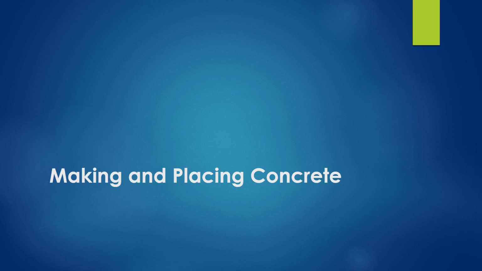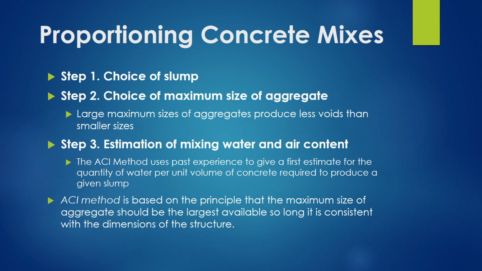We will now talk about making and placing concrete. First, there's proportioning concrete mixes. Step 1 is choice of slump. Step 2 is the choice of maximum size of aggregate. Large maximum sizes of aggregates produce less voids than smaller sizes.